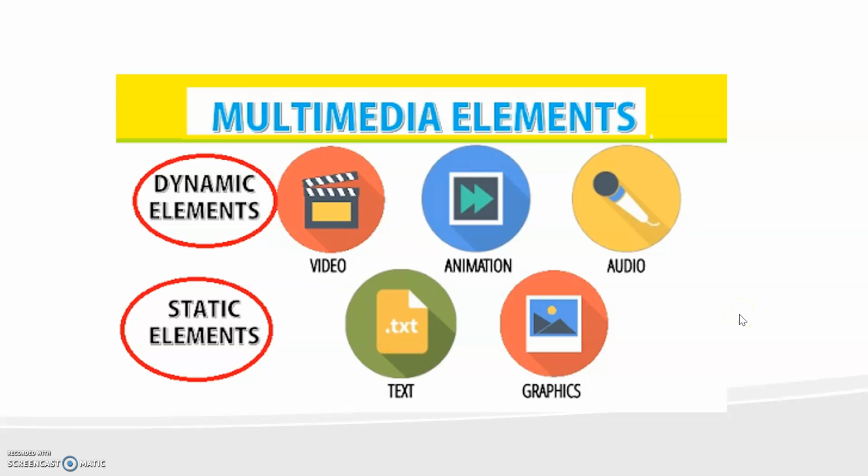So, what are the multimedia elements? Okay, there are two types of multimedia elements. The first one is the dynamic elements, including video, animation, and audio. And the second one is the static elements, including text and graphics. Dynamic elements means that, for example, like video, when we watch, the object in the video is moving. That we call dynamic elements.